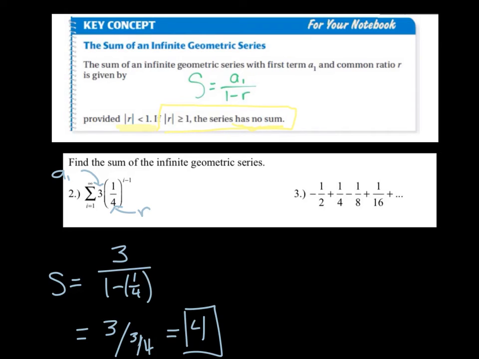So what about number 3? Negative 1/2 plus 1/4 minus 1/8 plus 1/16. Well, negative 1/2 times what gets you to 1/4? 1/4 times what gets you to 1/8? 1/8 times what gets you to 1/16? And again, if you guys have geometric, you can work backwards. You can say, okay, this divided by the term before it gets us what? That gives you the ratio.